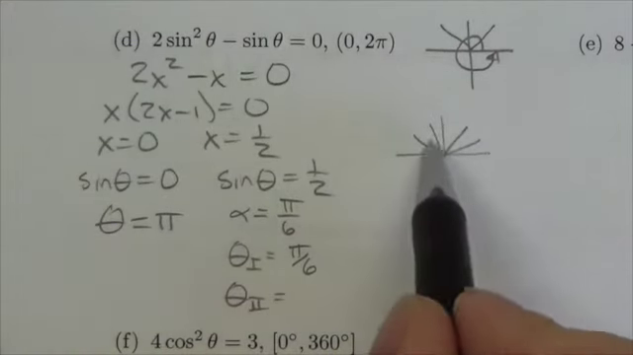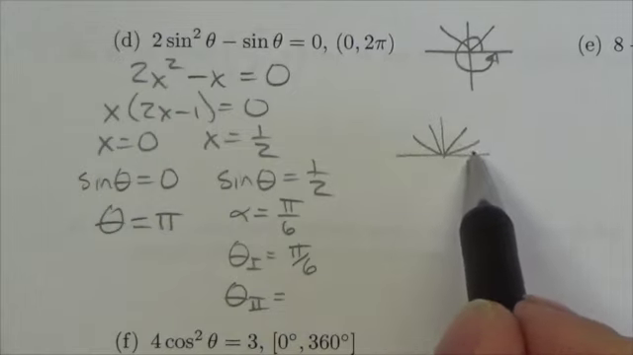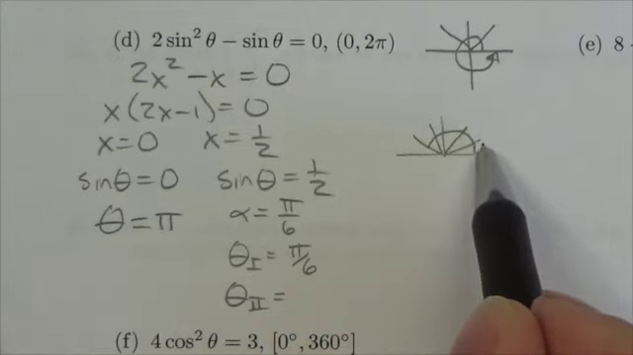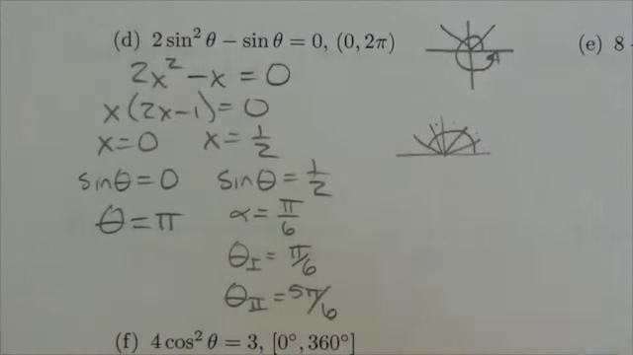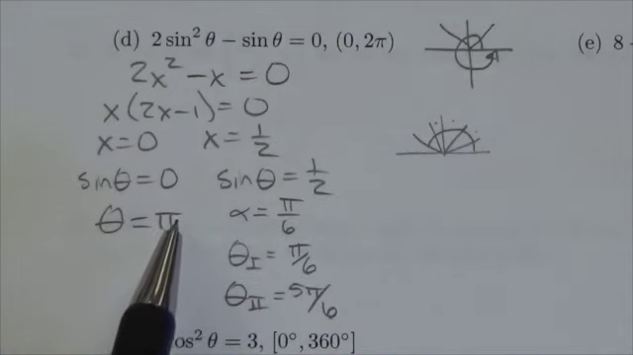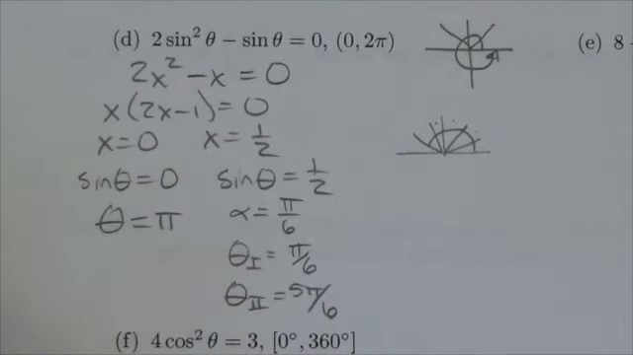In quadrant 2, this is my reference angle, so I'm going to go all the way down to here. I just got to count it out. 1, 2, 3, 4, 5. That's 5 pi over 6's to get to that terminal arm. And so those are my three solutions. Pi, pi over 6, and 5 pi over 6.